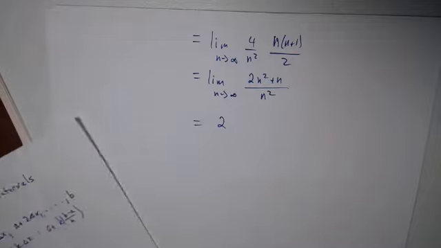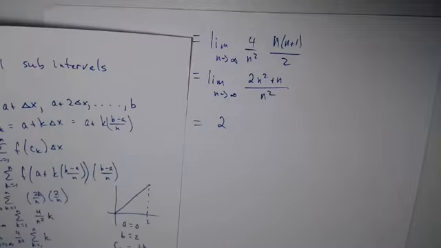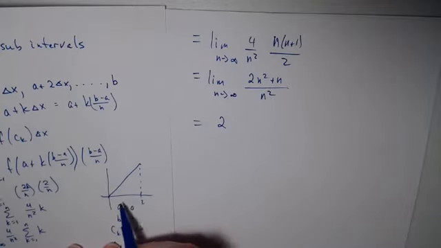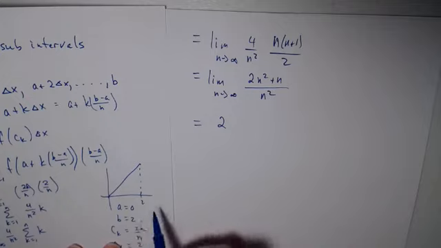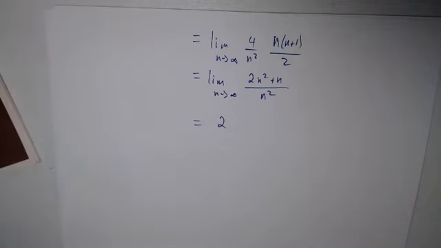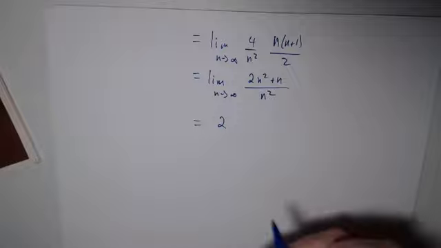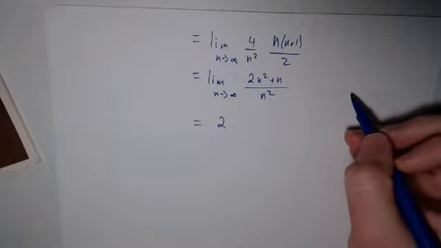Double checking, because it was a triangle, 1/2 the base is 1 times the height is 2. So that is what we should have gotten, because the definite integral will represent area so long as everything is nice, the area under the curve. We talked about that.